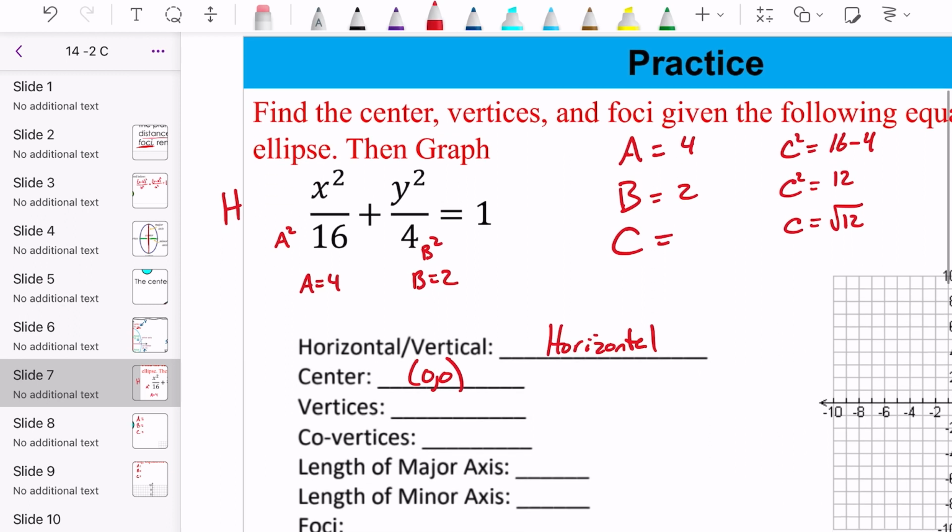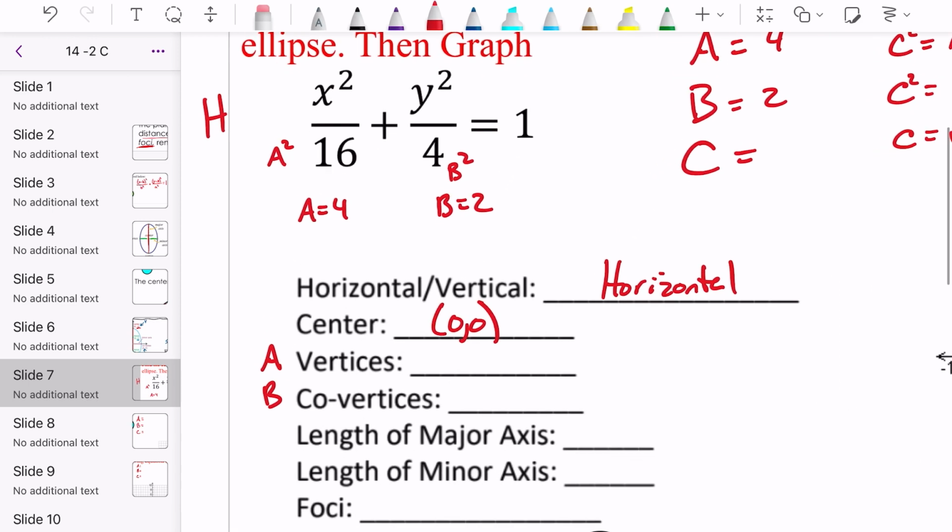In this case, we are going a distance of 4 to the left and right because that would reflect your vertices. Your co-vertices would be reflected by your B. So the 2 points for your vertices would be (-4, 0) and (4, 0). And your co-vertices would be (0, -2) and (0, 2).